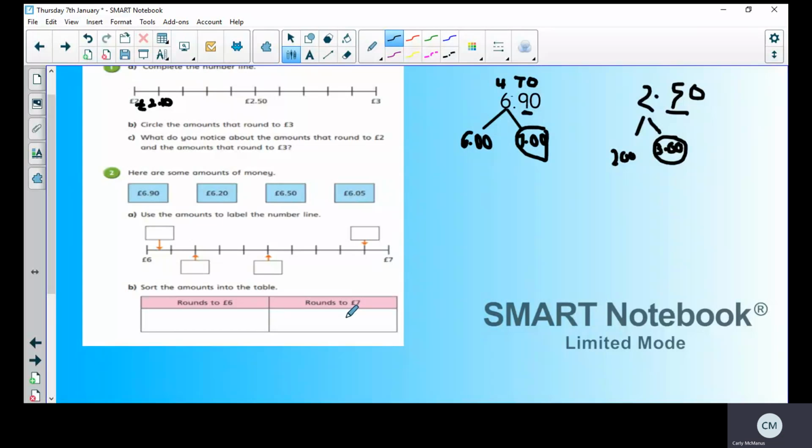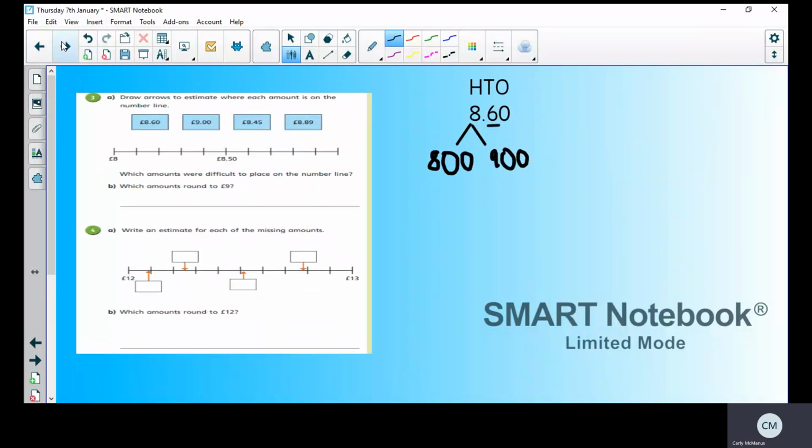So do each one in that way. Remember, pounds are hundreds numbers, so see them as hundreds numbers when you're doing your place value. And question 3, it says draw arrows to estimate where each amount is on the number line. So again, you've got £8, £8.50. So what would probably go there out of these 4?